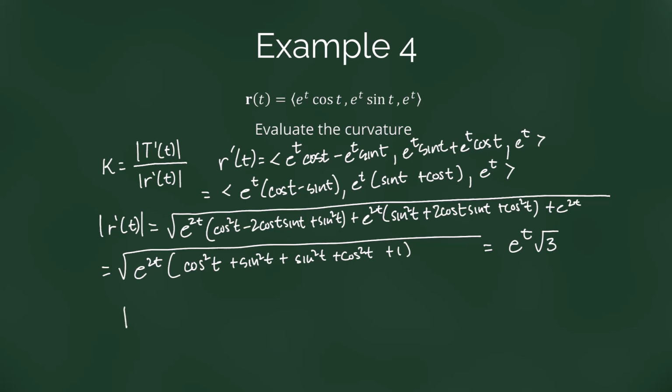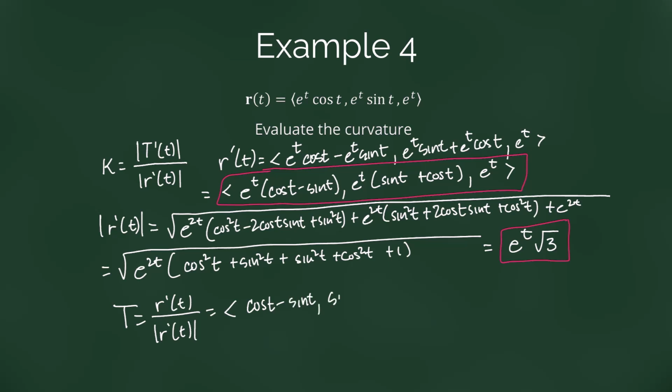All right, now we're going to find T. So our vector T is r prime of t divided by the magnitude of r prime of t. We already found r prime of t, so now I'm going to divide it. So I'm taking this vector right here, r prime, and I'm dividing it by this magnitude. Notice that all of the e to the t's are going to cancel out, and I'm going to end up with the vector cosine of t minus sine of t, sine of t plus cosine of t, 1, all divided by the square root of 3. That is my vector T.